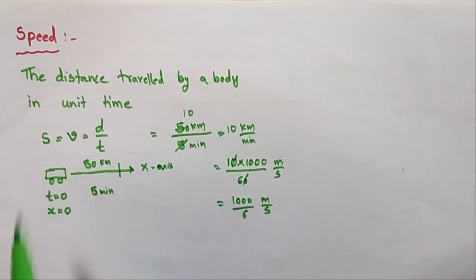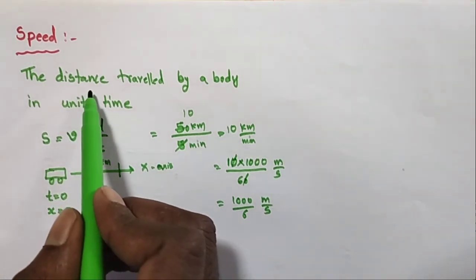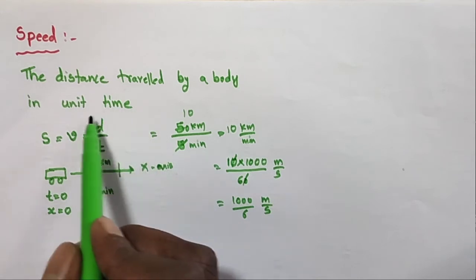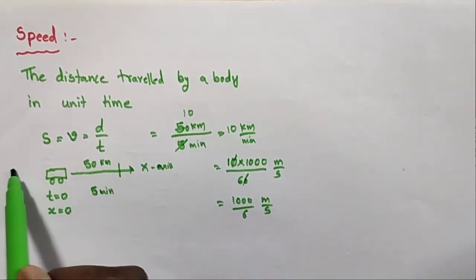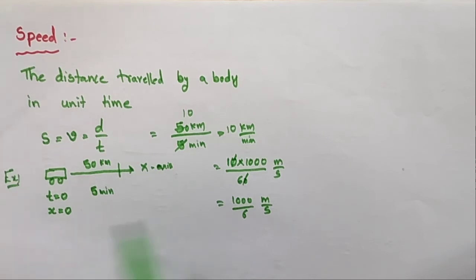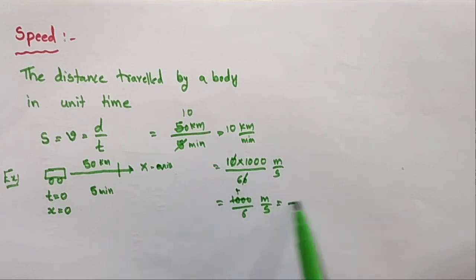So what is the meaning of speed? How much distance is traveled by a body in a particular unit time is called speed. In this example, what is the speed? 10,000 by 60 meter per second. You calculate, and you will get the answer. So that is meter per second.